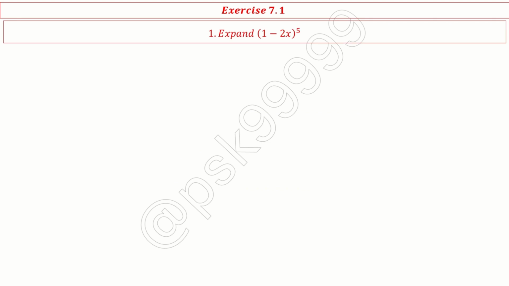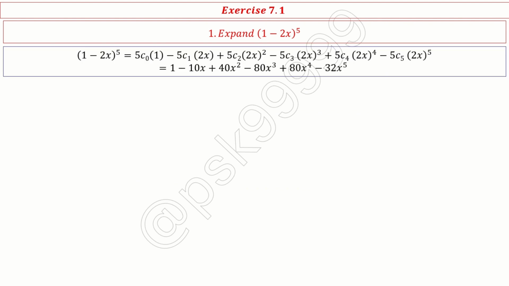NCR chapters, most of them are straightforward. You can check yourself. If anything is complex, I will explain here. Let's do only the first one: (1 minus 2x) whole power 5. As I said, every alternate term, that is every even term, is negative.